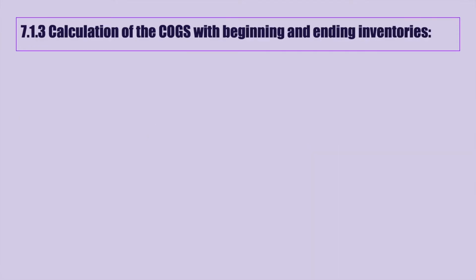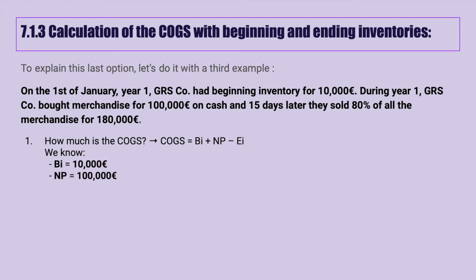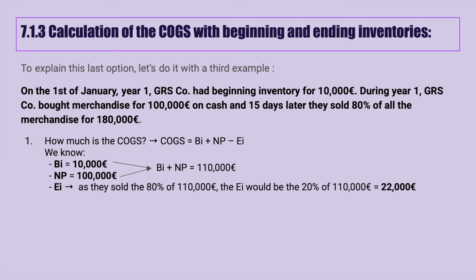Now we will explain the last option to calculate cost of goods sold, with beginning and ending inventories. For this we will use an example. The first thing is to calculate how much is the cost of goods sold. Well, we know that we have a beginning inventory of 10,000 euros and we have made merchandise purchases of 100,000 euros. Regarding the ending inventory, it will be the remainder of what we have not sold, that is the 20% of 110,000 euros. So, for the calculation, we add the beginning inventory to the net purchases and subtract the ending inventory, which would be 88,000 euros.